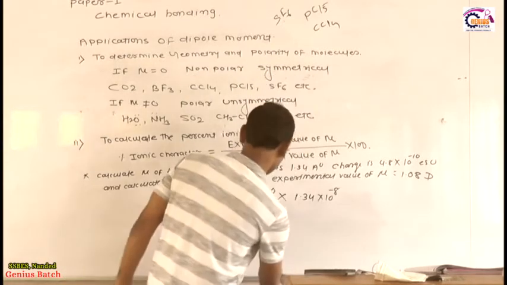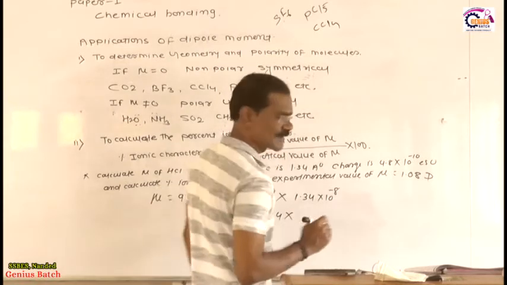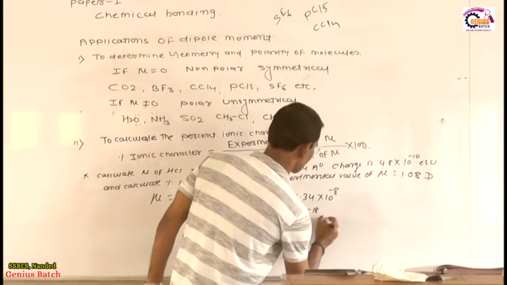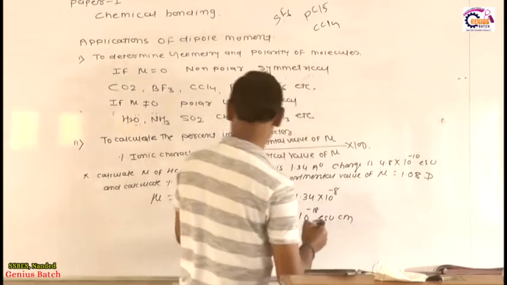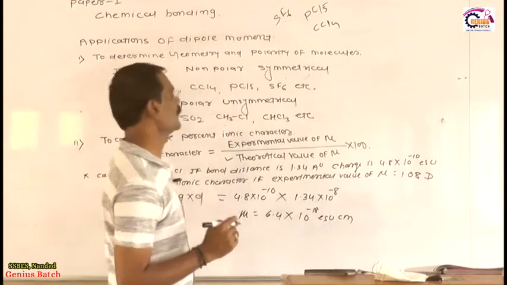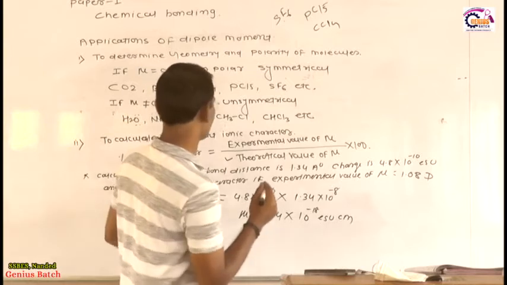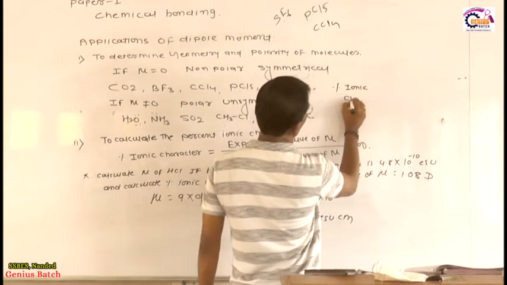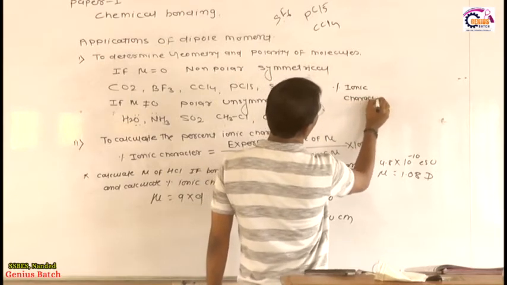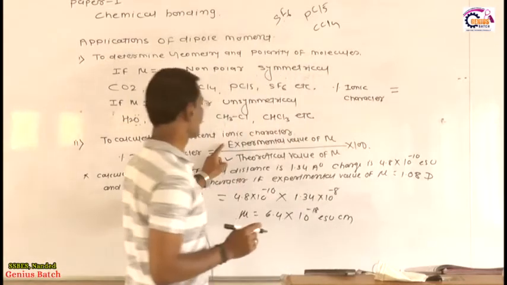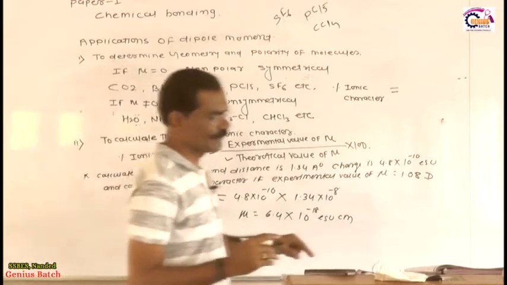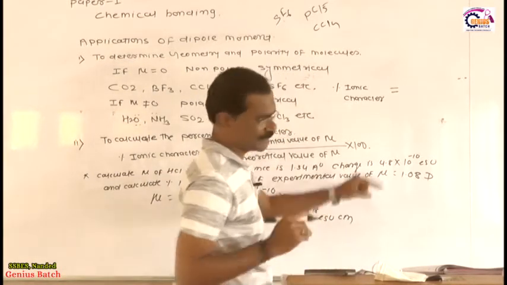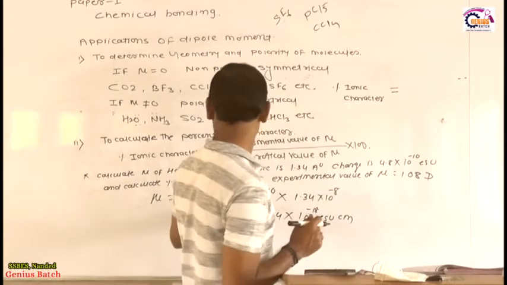Therefore it is 6.4 into 10 raised to minus 18 ESU centimeter. This is a theoretical value. Now how to calculate the percent ionic character? Percent ionic character is equal to experimental value divided by theoretical value, into 100. The experimental value given is 1.08 D.